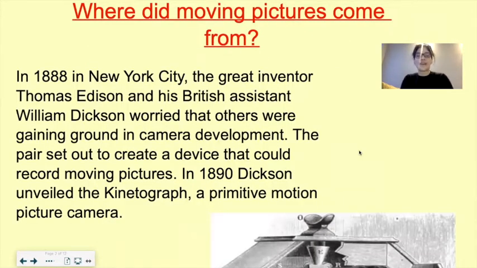Where did moving pictures come from? In 1888, in New York City, the great inventor Thomas Edison and his British assistant William Dixon worried that others were gaining ground in camera development. That means that Thomas Edison and his British assistant William Dixon were worried that other people who also knew how to work a camera were doing better than them. So the pair set out to create a device that could record moving pictures.